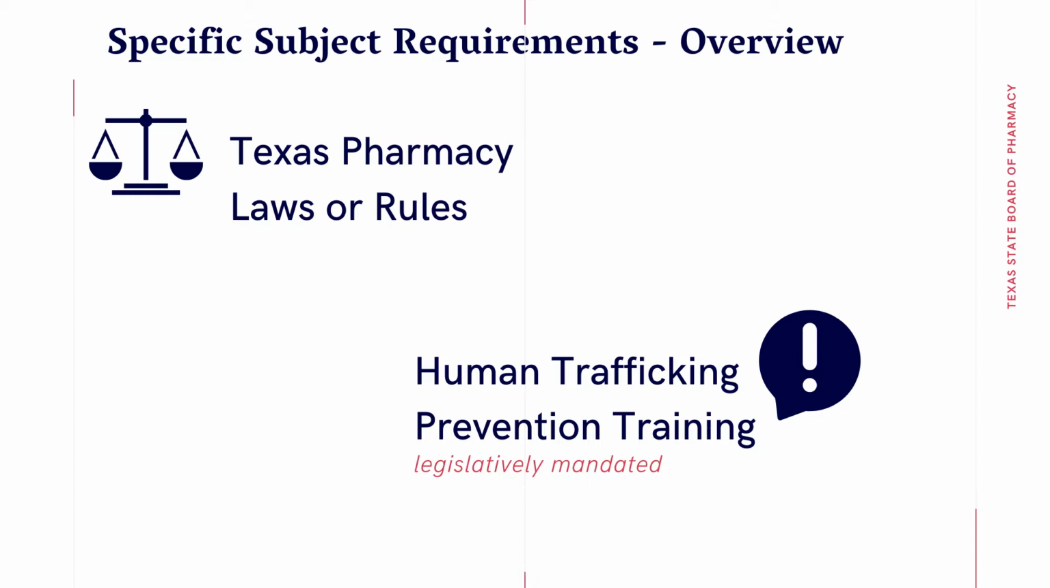There's one specific CE subject requirement that needs to be met along with a training course, for a total of 2 specific subjects. As you can see, Texas pharmacy laws or rules is still a required topic, and there's now a human trafficking prevention training requirement, which was mandated by the Texas legislature in 2019.